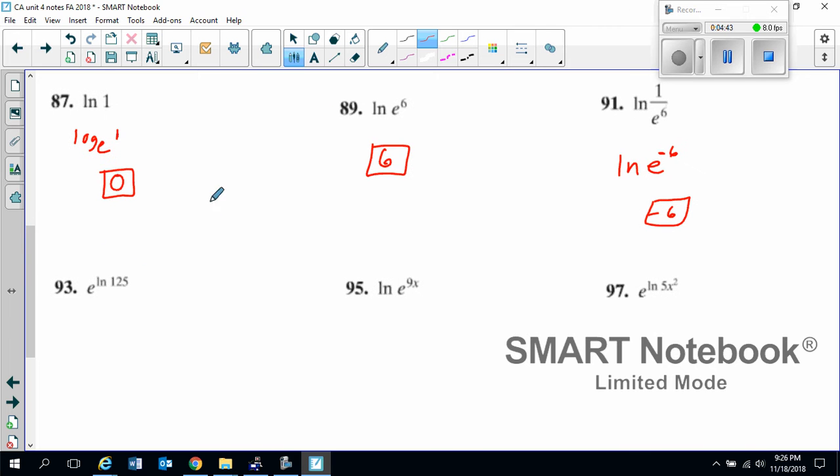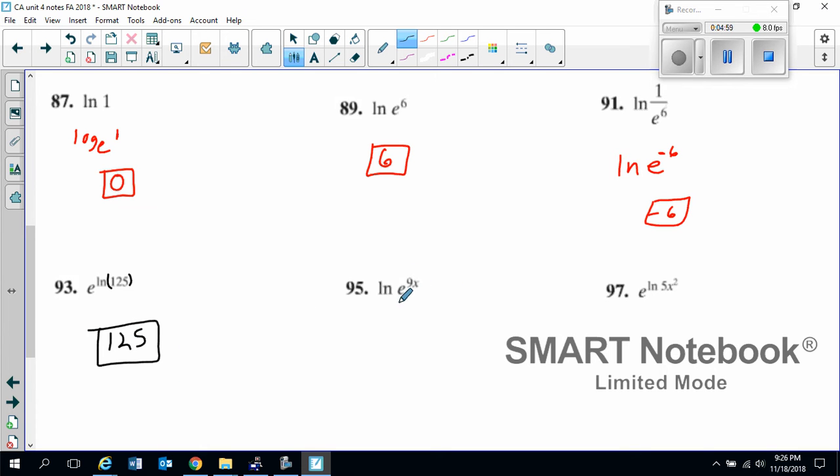And then here's another one that we kind of saw earlier, except it was with logs. So e raised to the natural log base e. So if those match, then it's just this value right here. It's 125. That's it. That's the answer.